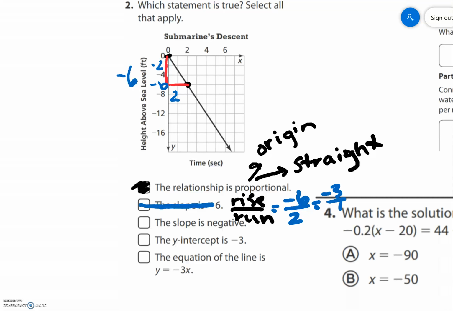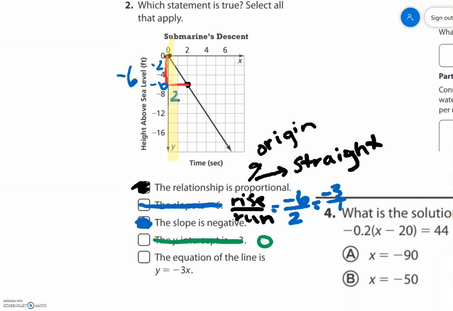So our slope is not -6. But the slope is negative. We just said it's -3. The y-intercept is -3. Be very careful. Remember, y-intercept is where it crosses the y-axis. And we already said it goes through the origin. So our y-intercept is actually 0.